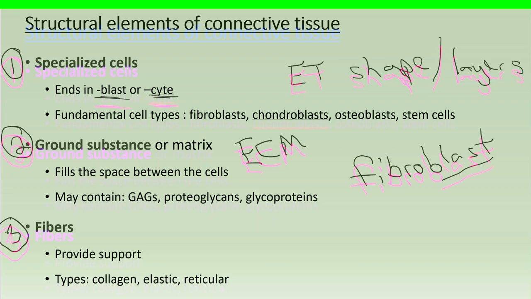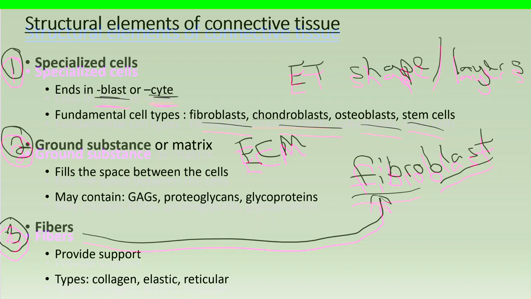Okay, that means a blast means a newly formed cell, and fibro means fibrous. So the type of fiber that this guy provides is a very fibrous type of tissue. Fundamental cell types are going to be your fibroblasts, your chondroblasts, your osteoblasts, and your stem cells. So we're going to look in a little bit more detail on these. Your ground substance or matrix, also known as your ECM. This you'll see a lot, ECM, because it's extracellular matrix.